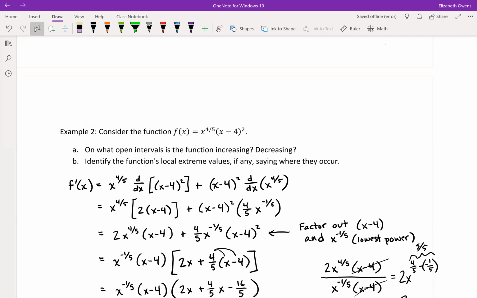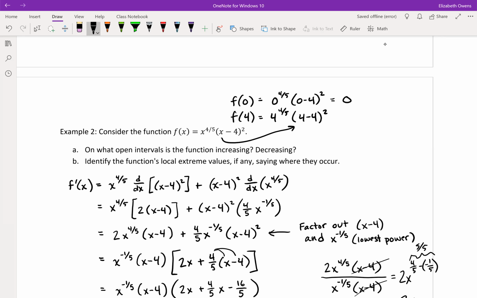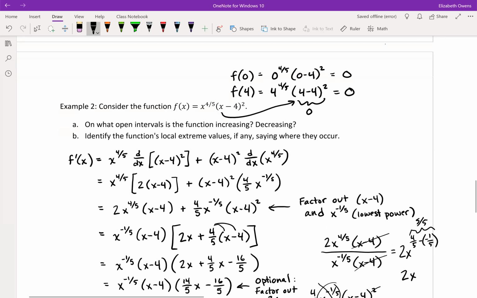Okay, and thankfully with f of 0, you have 0 to the 4/5 and then 0 minus 4 squared. Well, that is all just going to equal 0 actually because of this factor. So that's kind of nice. And then a similarly nice thing happens with f of 4. Sure, you've got 4 to the 4/5, which is messy, but your second factor becomes 4 minus 4 getting squared, which is 0. So f of 4 is just 0. Well, that's nice.